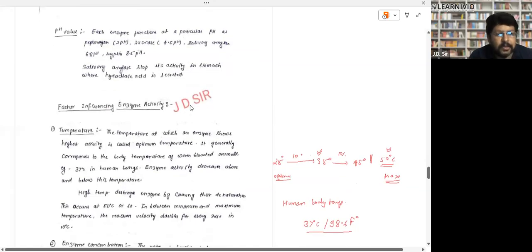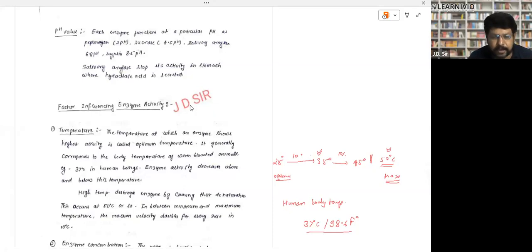pH value. Each enzyme functions at a particular pH value. This varies from enzyme to enzyme, right? Every enzyme has its own optimum pH value, and at that pH value it works. For example, pepsinogen at 2 pH, sucrase at 4.5 pH, salivary amylase at 6.8 pH. So salivary amylase stops its activity in the stomach, where hydrochloric acid is secreted, meaning where the pH is very low. Clear?